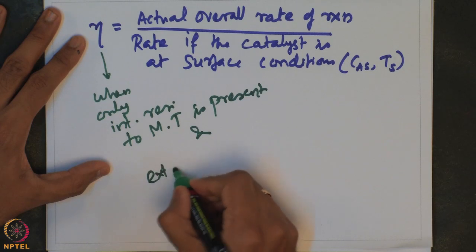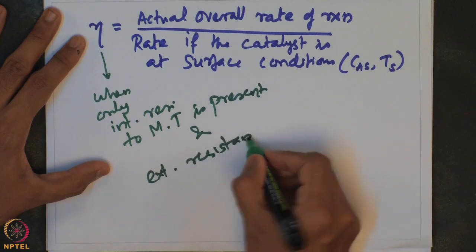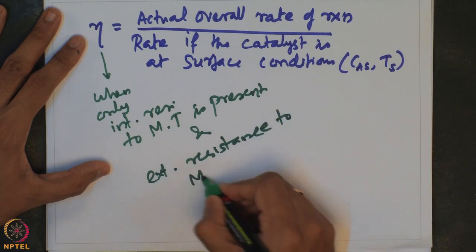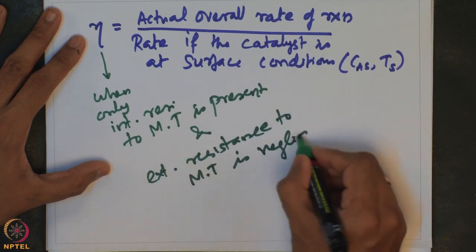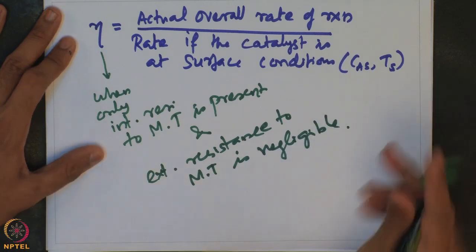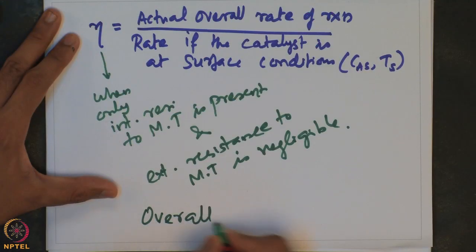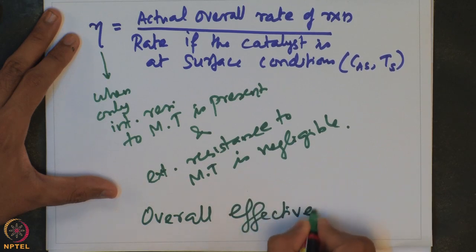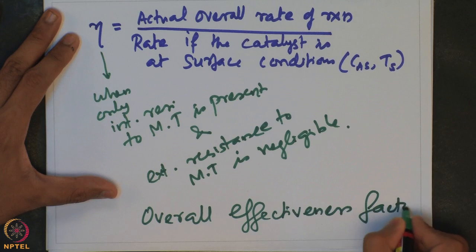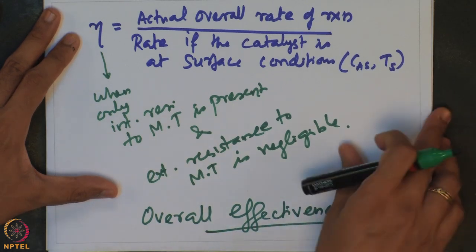And the external resistance to mass transport is negligible. Now, because bulk concentration is an observable property, we can introduce a new definition where the effectiveness factor will be defined based on the bulk concentration or bulk conditions, which is what is called the overall effectiveness factor. So, let us see how to define that now.